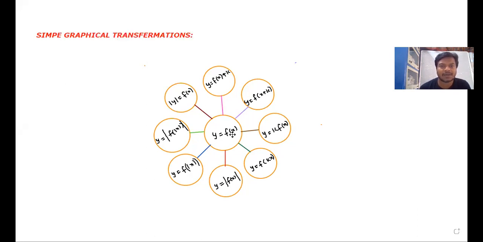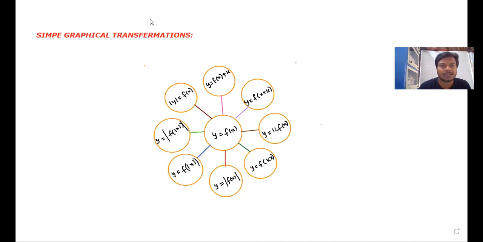how can we draw the graph of y equal to f of x plus k, y equal to k into f of x, and y equal to f of kx, y equal to mod f of x, y equal to f of mod x, y equal to modulus of f of mod x, and mod y equal to f of x. These graphs we will discuss today.